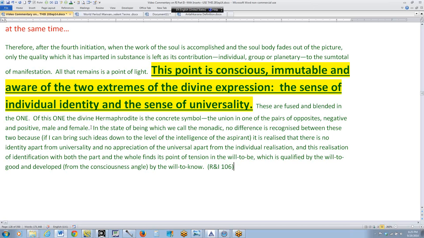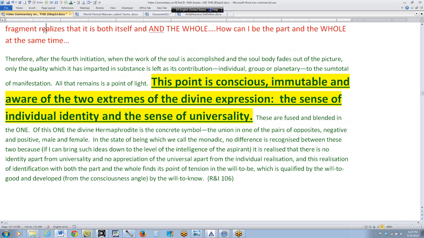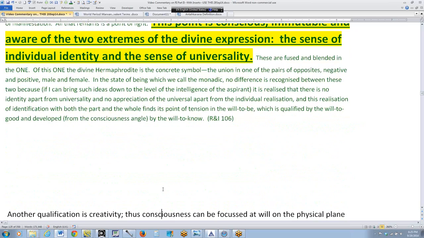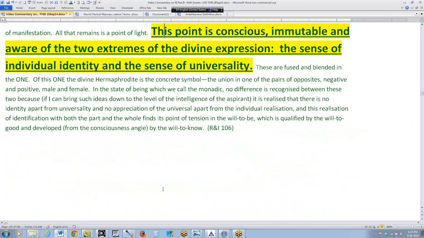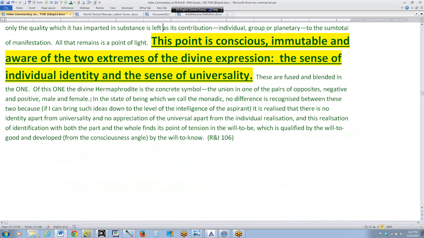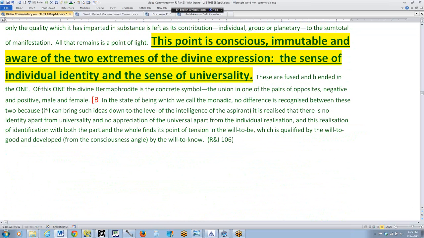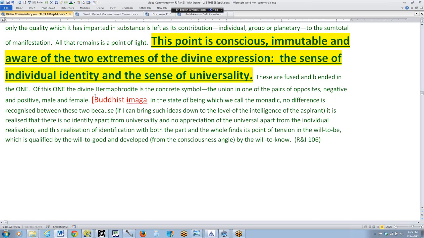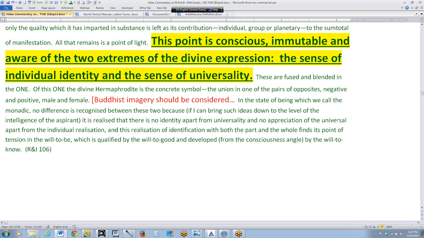And you know, so much of the Buddhist imagery about union concerns the male and the female in the Kala Chakra and other rituals. So Buddhist imagery should be considered. In the state of being which we call monadic, this is the point.